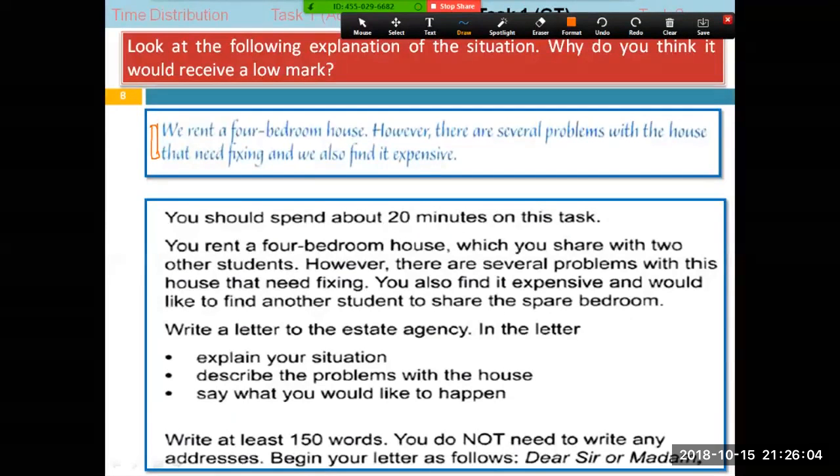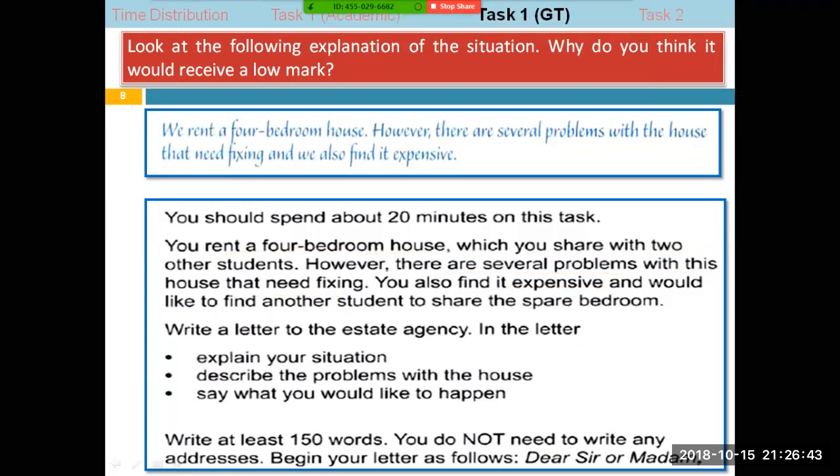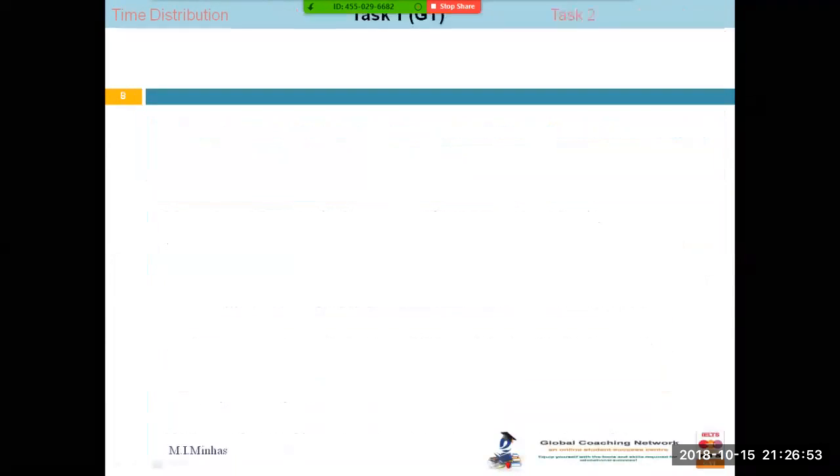This person has copied almost every sentence from the question. We rent a four-bedroom house. There are several problems with the house that need fixing. Find it expensive. This kind of introduction or description of the situation will actually result in a lower mark, because, as I told you in our Task 2 lesson as well, you need to paraphrase the given situation, right?